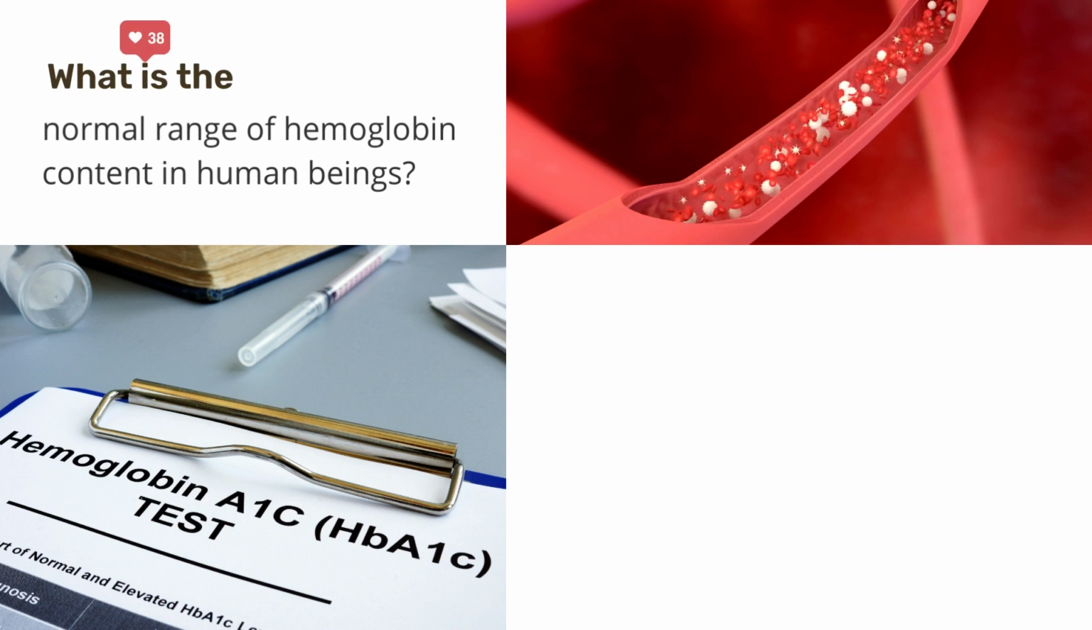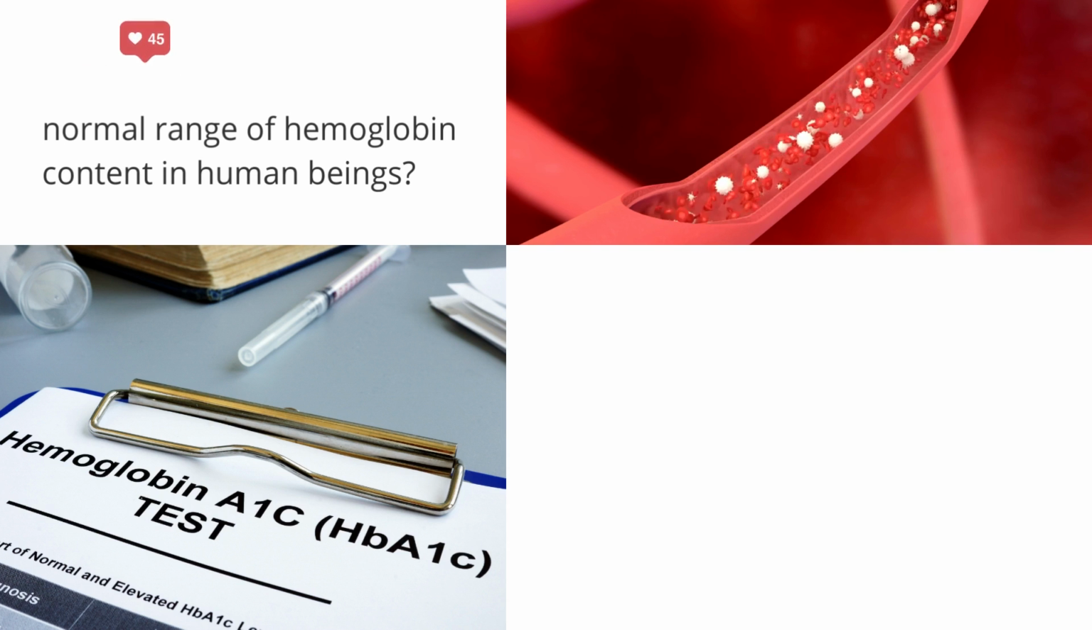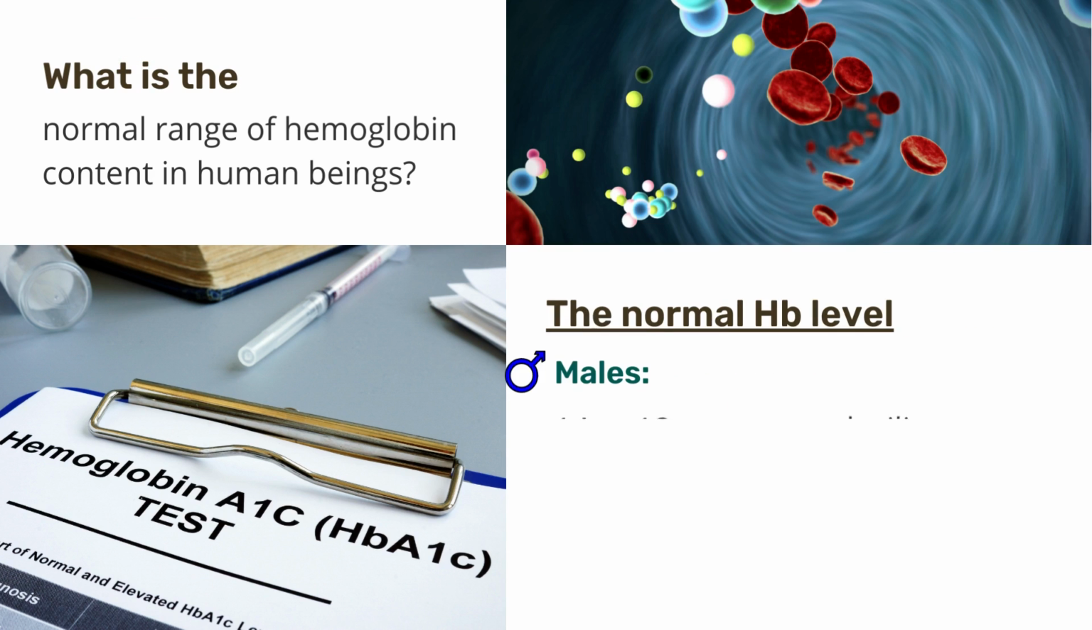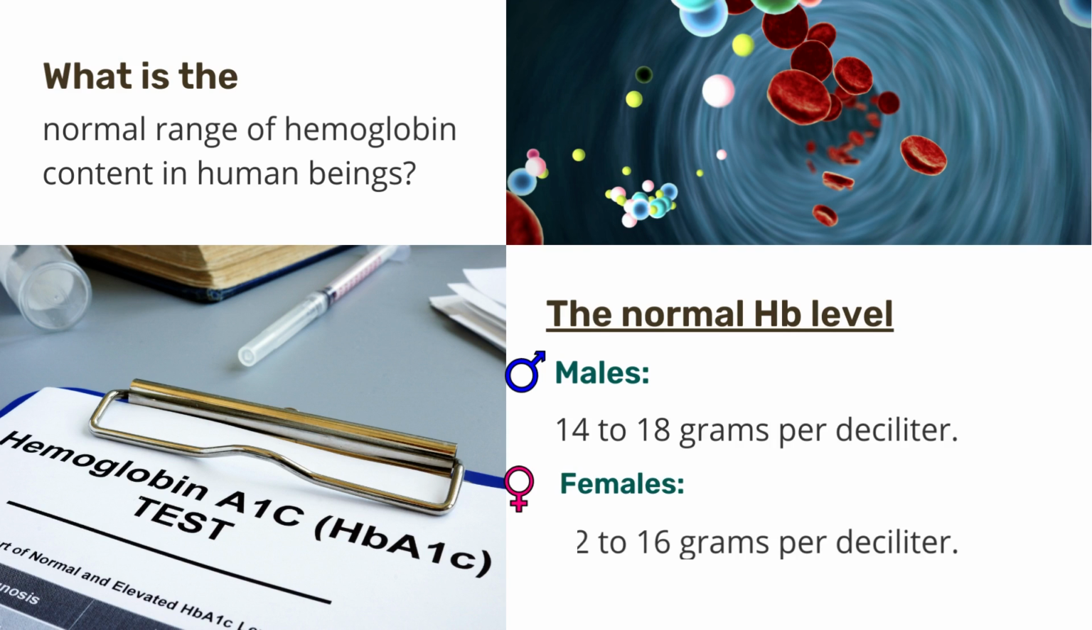What is the normal range of hemoglobin content in human beings? Do you know? First of all, the amount of hemoglobin in whole blood is expressed in grams per deciliter. The normal hemoglobin level for males is 14 to 18 grams per deciliter, and that for females is 12 to 16 grams per deciliter.